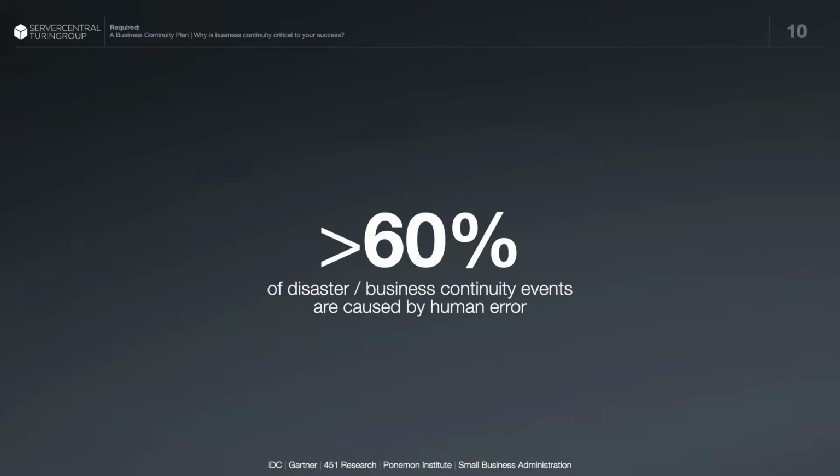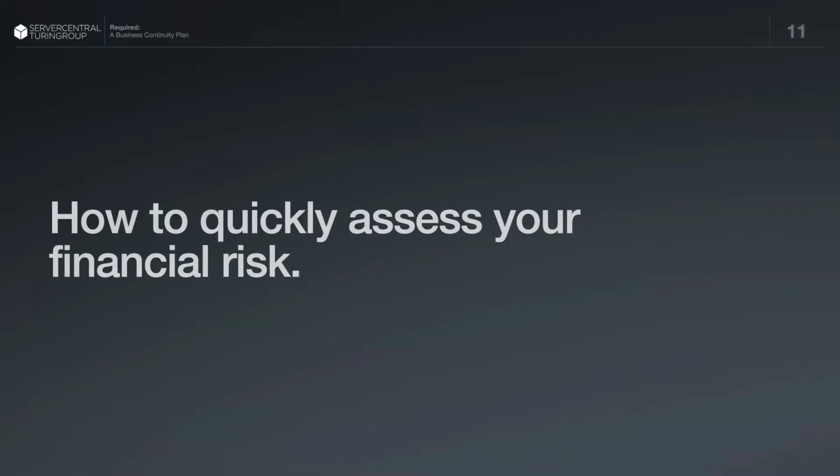The reason why we highlight this is that the plan covers lots of different aspects of business, but knowing that over 60% of the time that your plan is going to have to be enacted as a result of human error really shines a light on how important it is to have the plan, because your business is about people. Your community is about people. It's going to happen, so you do ultimately need to be prepared.